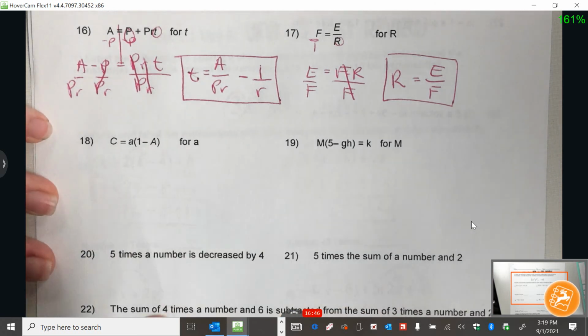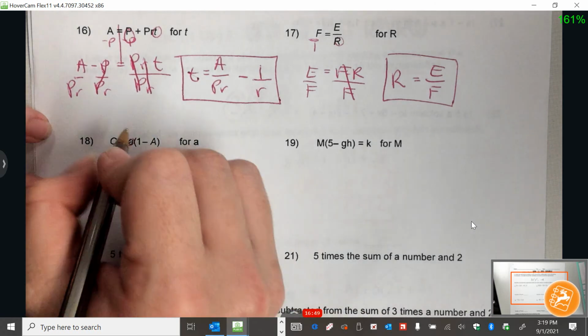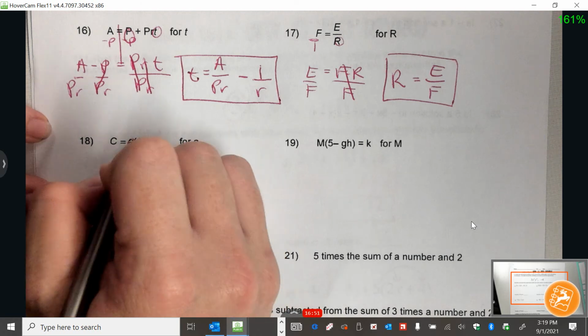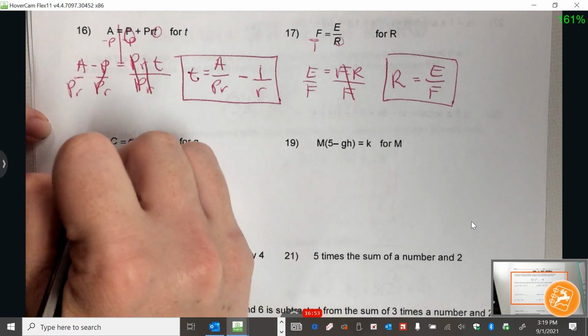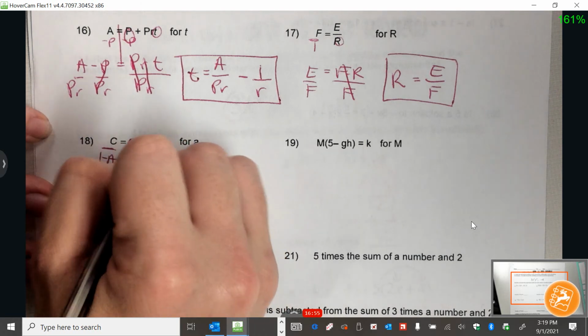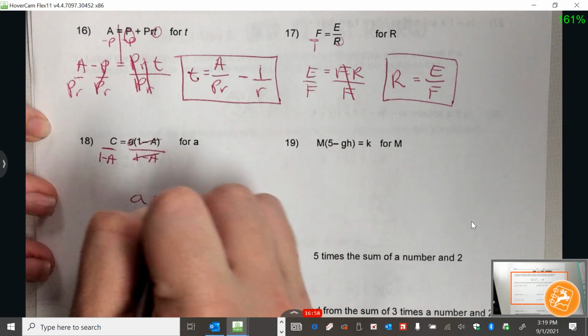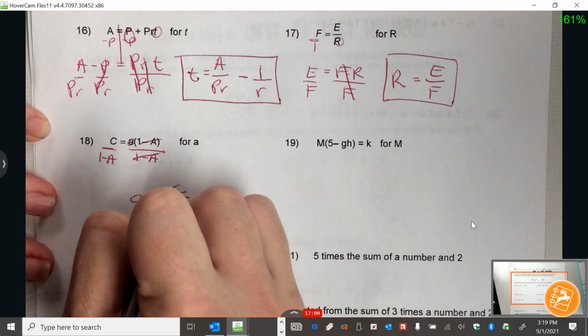These last two are very, very similar to each other. I'm solving for the a in front. And this is a times this, so I can divide by that. The opposite of multiplication is division. So those cancel, and I have a equals c over 1 minus a.